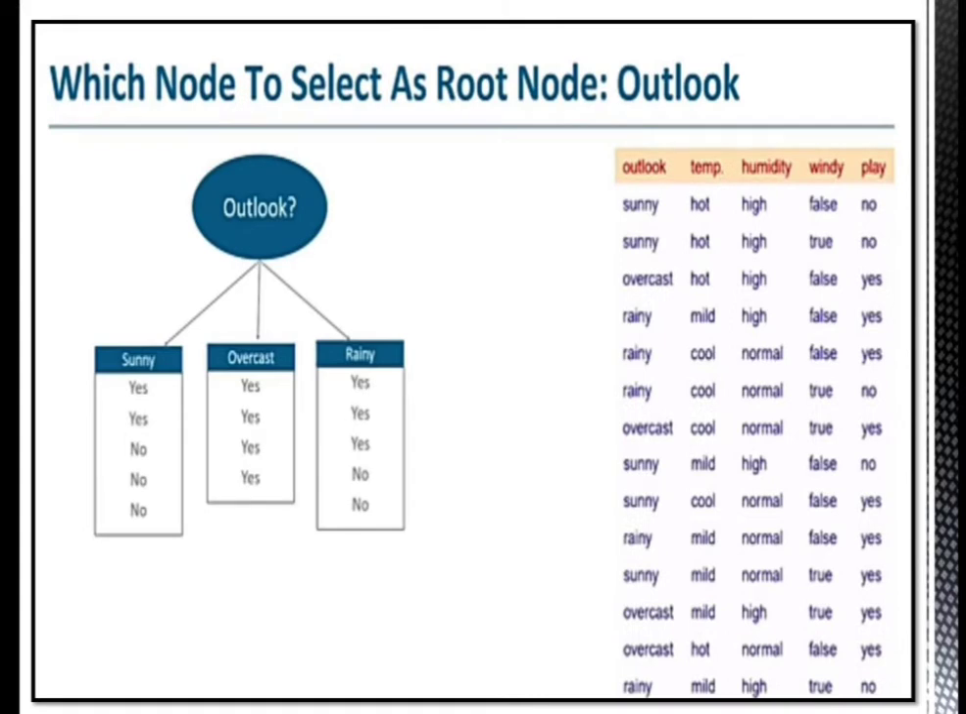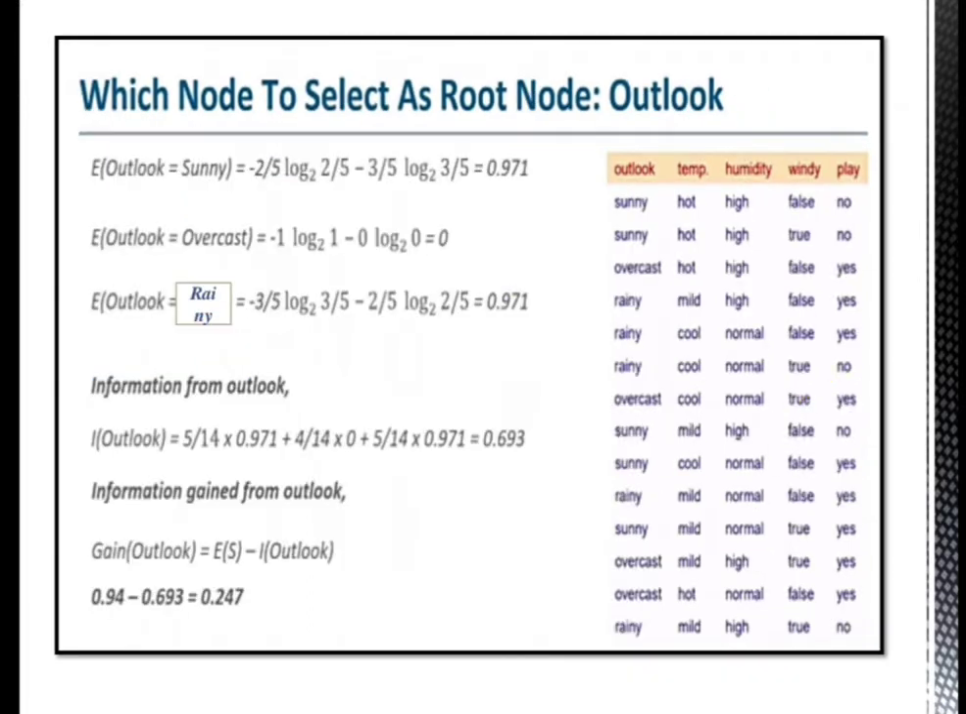Let us consider the outlook attribute. For the outlook attribute, we have 3 values, that is sunny, overcast and rainy. For sunny we have 5 instances, for overcast we have 4 instances, all are yes. For rainy we have 3 yes and 2 no's. Let us see how we can calculate the information gain for the outlook attribute.